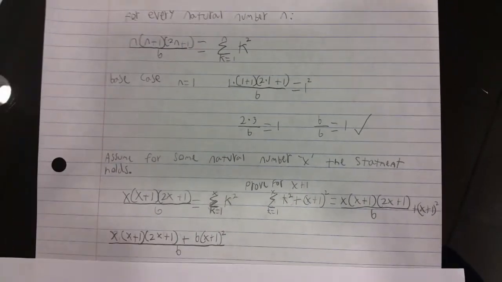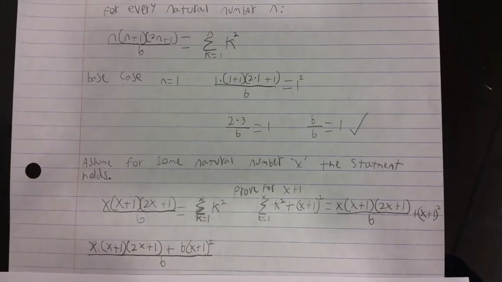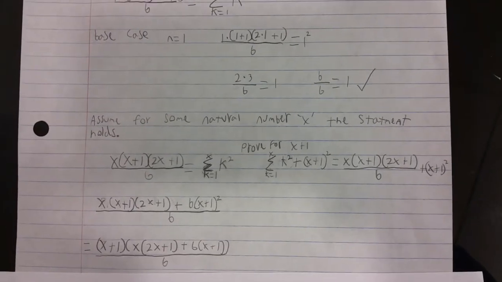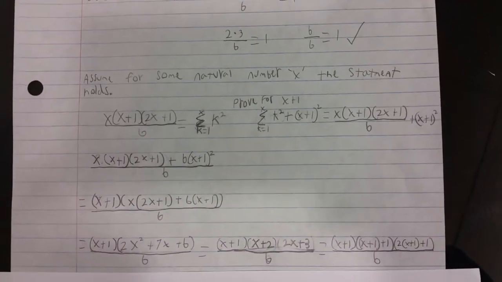So if we multiply the x plus 1 squared by 6 over 6, we get x times x plus 1 times 2x plus 1 plus 6 times x plus 1 squared over 6. From this, we can factor out an x plus 1. So we get x plus 1 times x times 2x plus 1 plus 6 times x plus 1 over 6. This can be turned into x plus 1 times 2x squared plus 7x plus 6 over 6, which is equal to x plus 1 times x plus 2 times 2x plus 3 over 6.